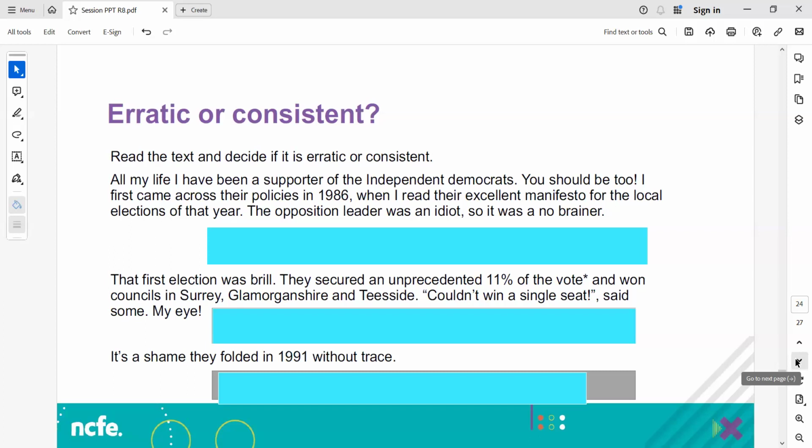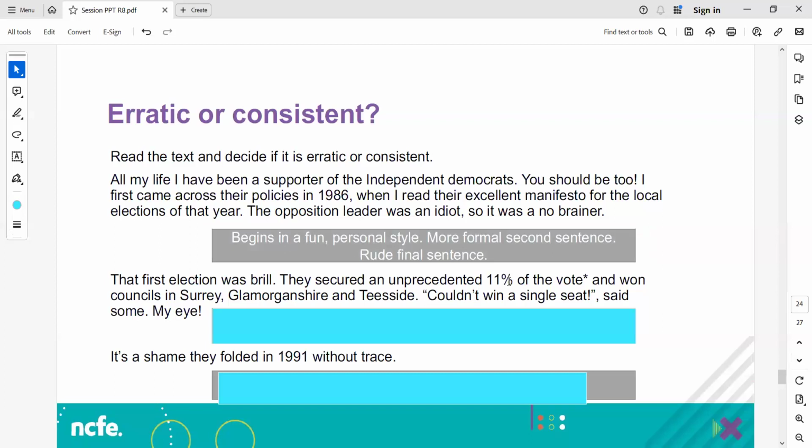So is this an erratic text or a consistent text? So we're not looking at which one's which. This one we're looking at the whole thing. So has it got a clear structure, or is it all over the place? Are the points being made all over the place?